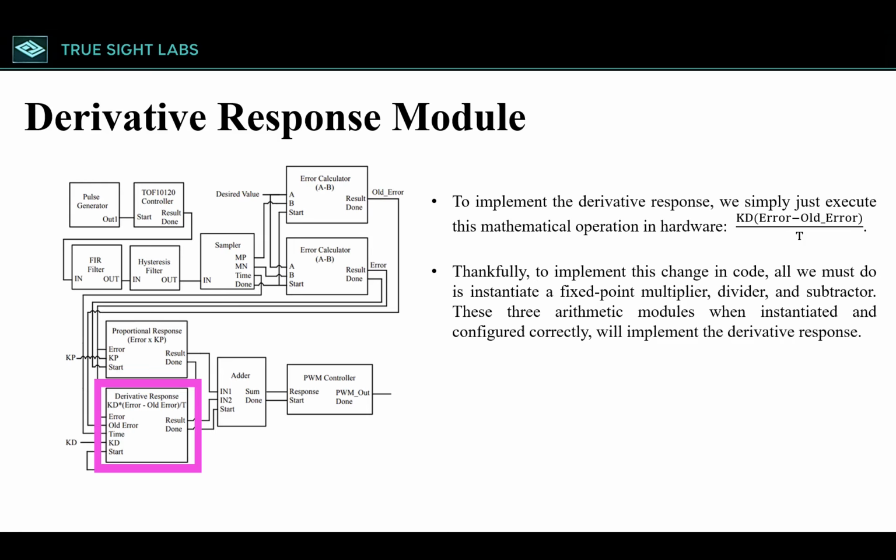To implement the derivative response, we simply execute this mathematical operation in hardware: KD times the difference between the error and the old error, all over time. Thankfully, to implement this in code, all we must do is instantiate a fixed point multiplier, a divider, and a subtractor. These 3 arithmetic modules, when instantiated and configured correctly, will implement the derivative response. So now, let's take a look at how this is done in code.